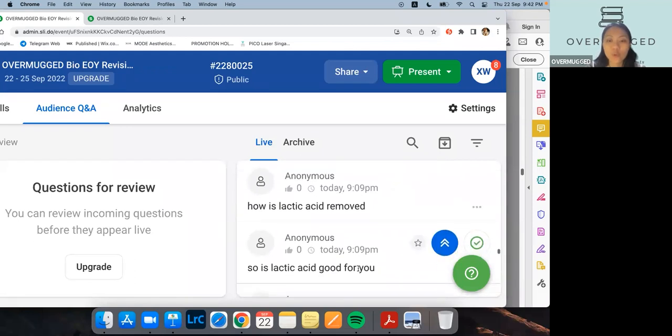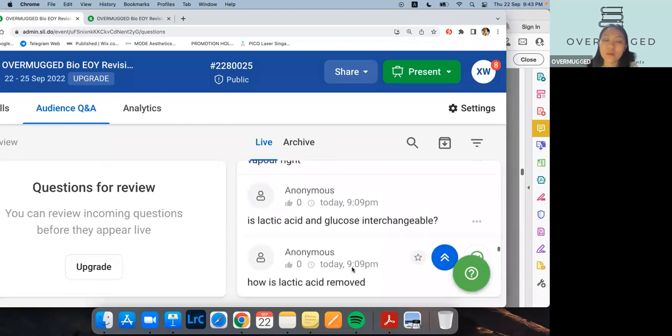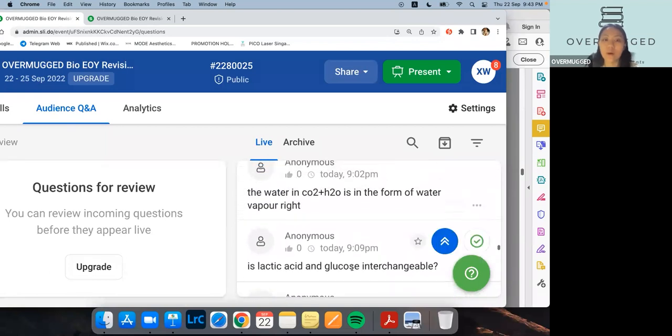Is lactic acid good for you? Probably not. It causes fatigue. So no. But I guess during exercise, it helps, right? At least the part where it releases the extra energy, that is helpful. But after the energy is released, the lactic acid in our body just makes us feel tired, with muscle cramp and muscle fatigue. So I would say yes for a while, no usually. How is lactic acid removed? Please refer to the notes because it's spelled out in the notes.